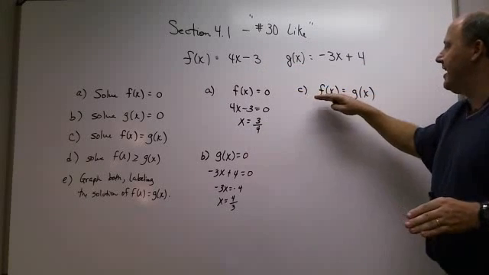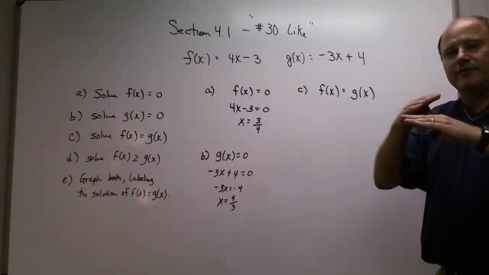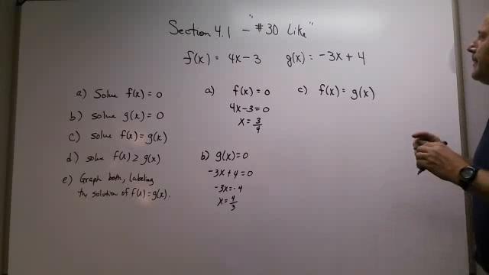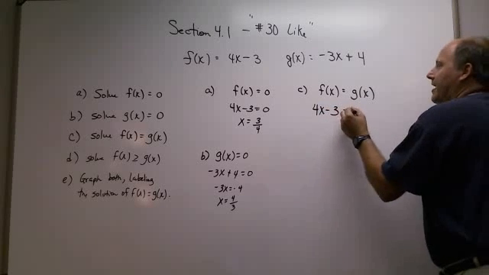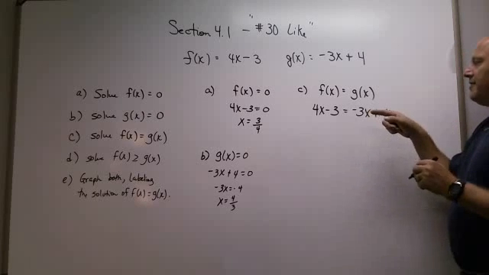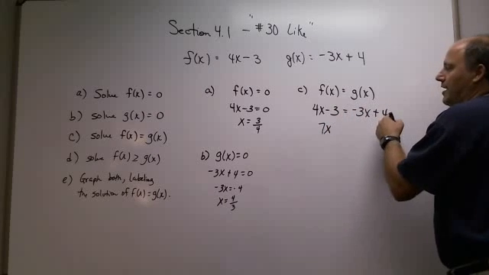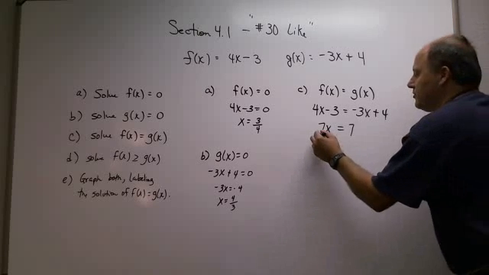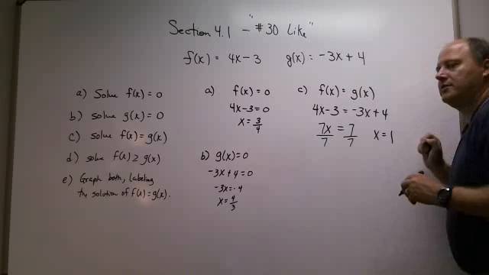In this equation, setting f of x and g of x equal to each other, setting their y-coordinates equal, means they're on the same level. We're trying to figure out where their x-coordinates are going to be the same. So we set 4x minus 3, which is f of x, equal to negative 3x plus 4. If you solve that equation, you add 3x to this side, and that's 7x. And you add 3 to the right side, and 3 plus 4 is 7. So 7x equals 7. Divide by 7, and x has a value of 1.